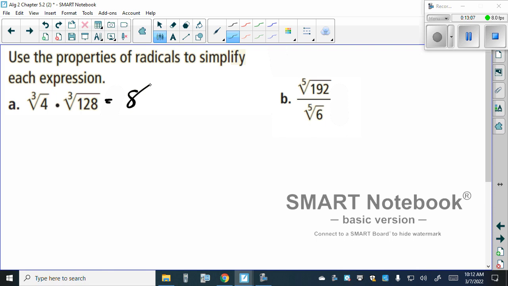And let's see why. Now, we know that 4 is 2 squared, because we can take the square root of 4 and get 2. Now, 128, we know is divisible by 2, yes? Because it would be 2 and 64.